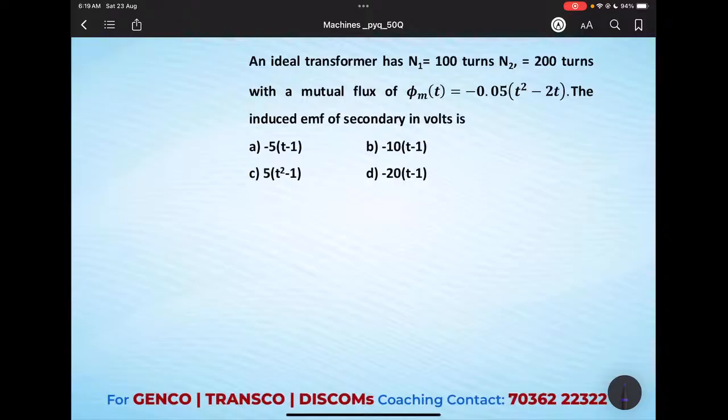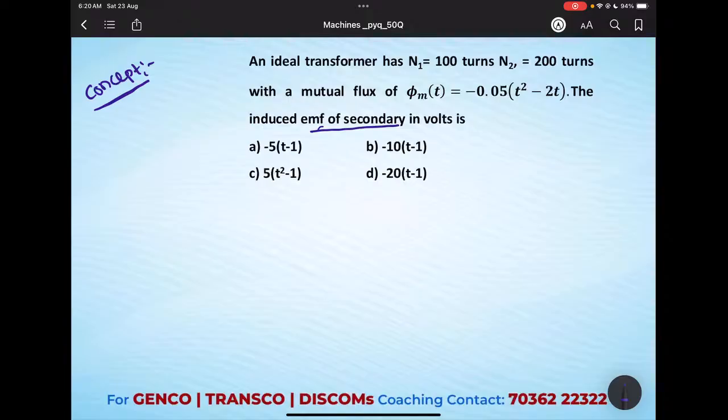Okay, the next question is about an ideal transformer that has N1 equal to 100 turns and N2 equal to 200 turns with a mutual flux of phi m. The induced EMF of secondary in volts is. Okay, as I told, our approach should be to first identify the concept on which the question came. So the question is about calculation of EMF.